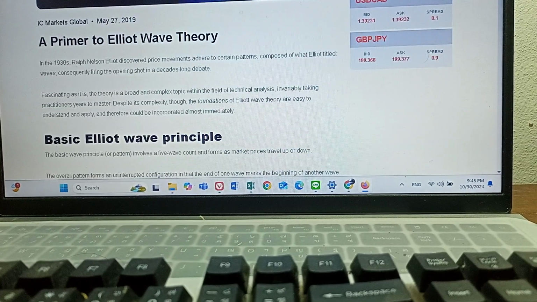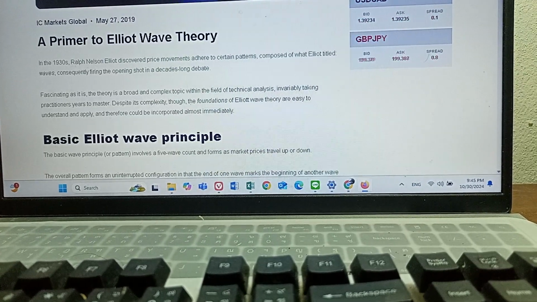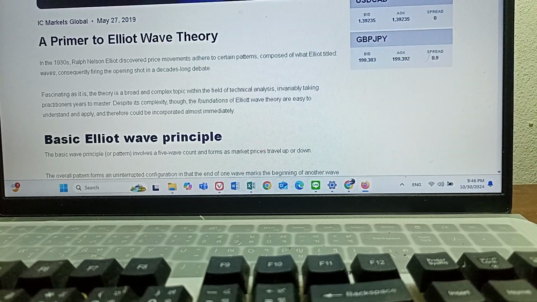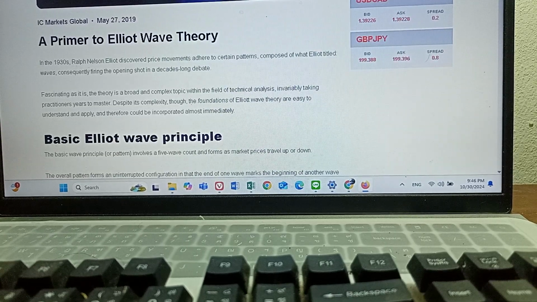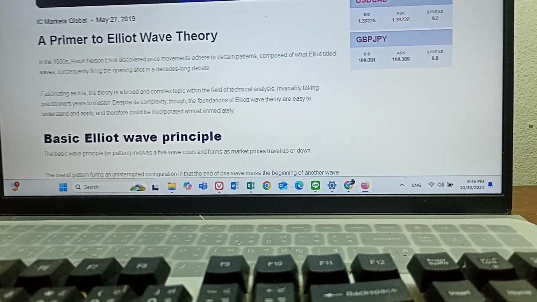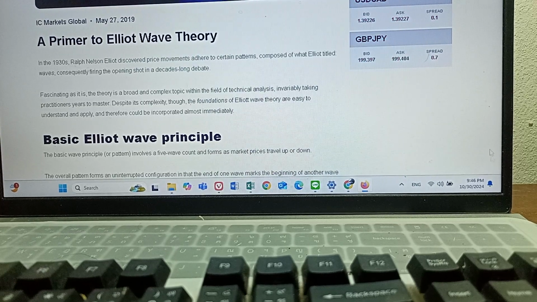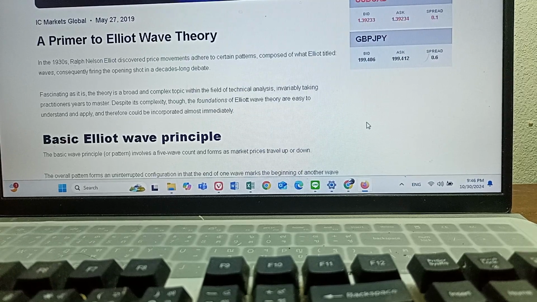Primer to Elliott Wave theory. In the 1930s, Ralph Nelson Elliott discovered that price movements adhere to sustained patterns composed of what Elliott titled waves, consequently firing the opening shot in a decades-long debate. Fascinating as it is, the theory is a broad and complex topic within the field of technical analysis.